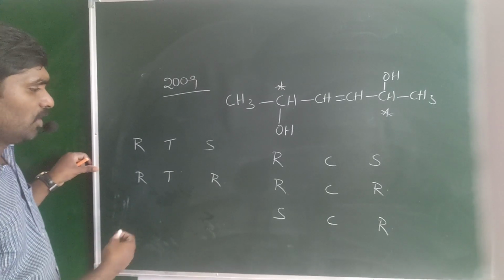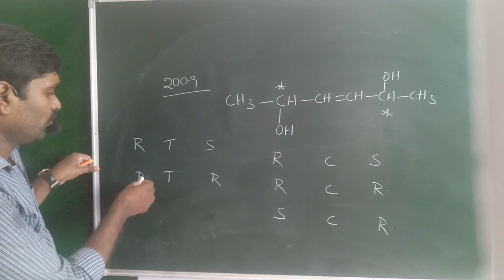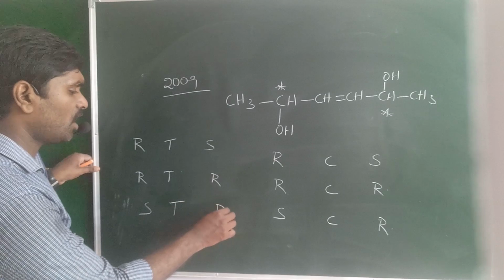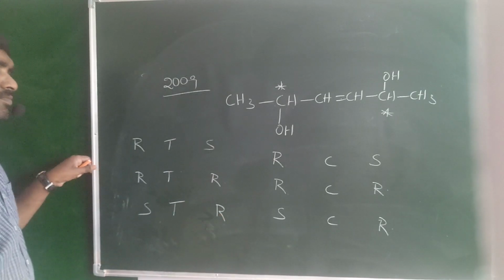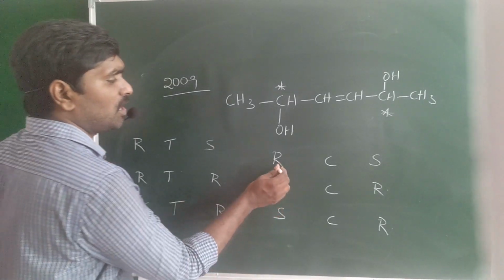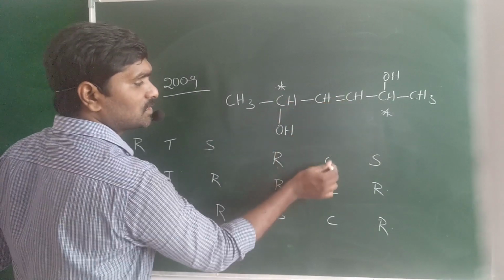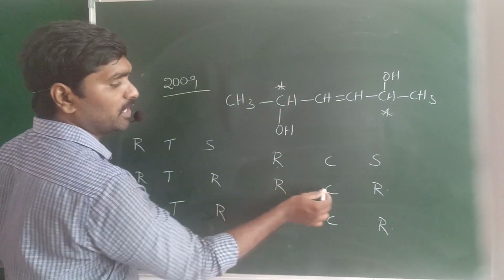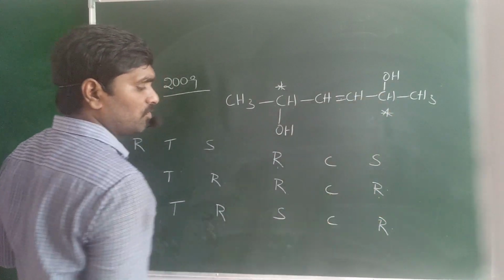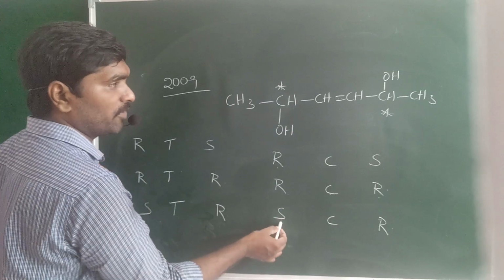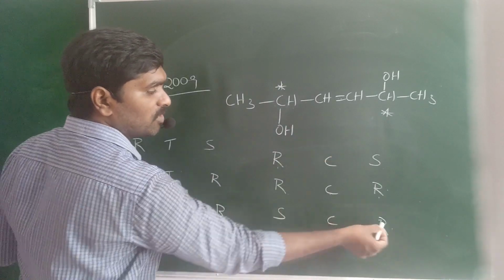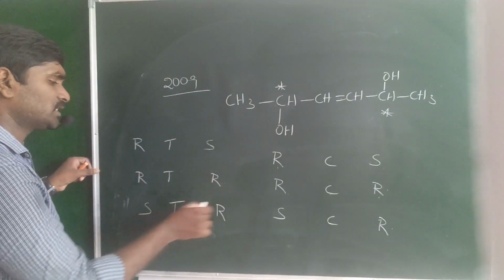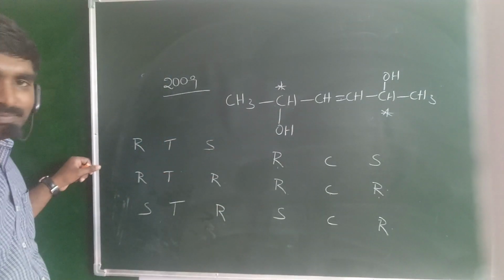Next one, maybe, which may be in a cis configuration, trans configuration, R configuration. So the total number is 6. R configuration, cis geometrical isomerism, again S configuration. R configuration, cis geometrical isomerism, again R configuration. So which may be in S configuration, cis geometrical isomerism, R configuration. So RTS, RTR, STR. So all are different.